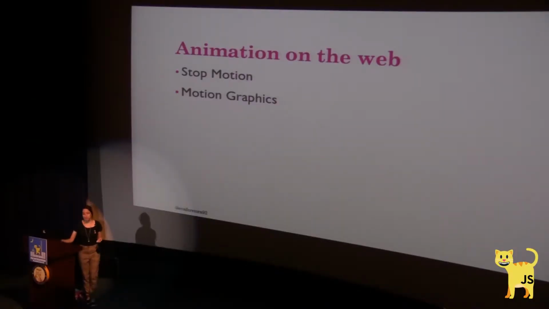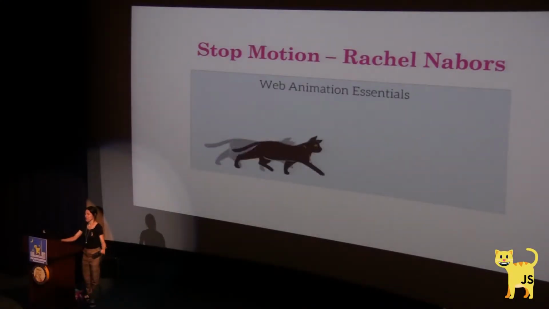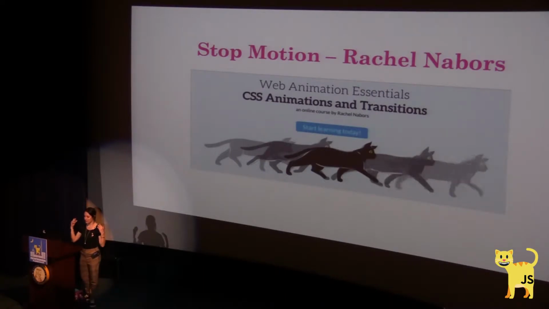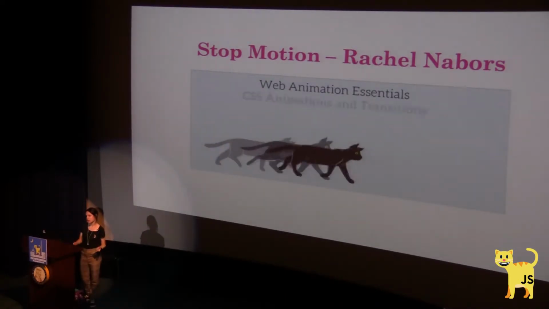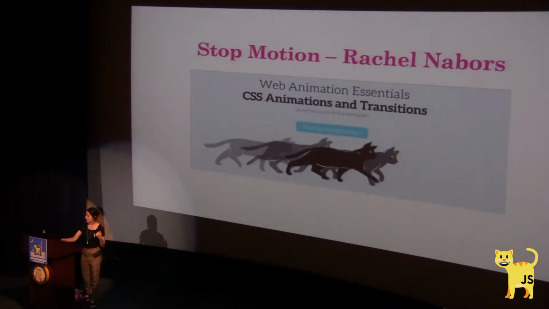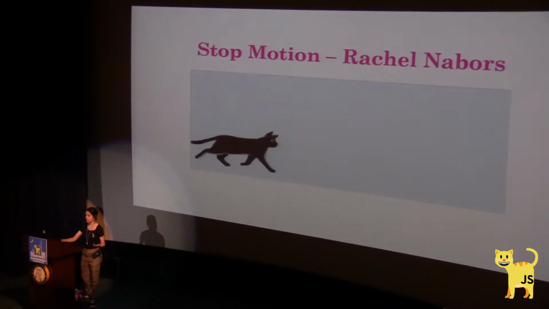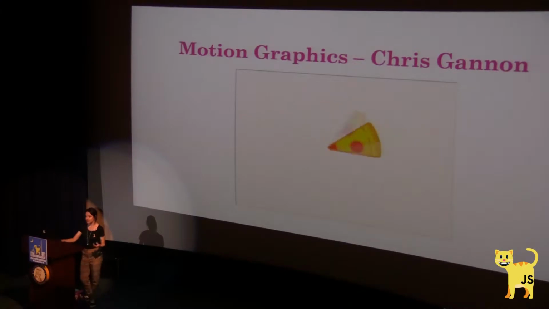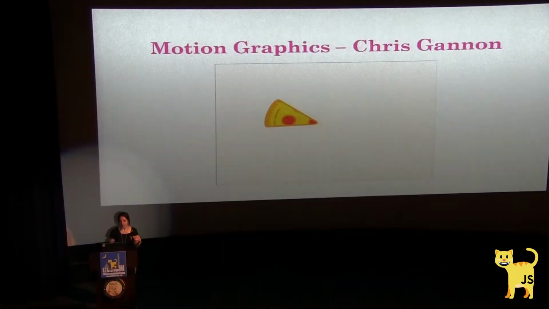If we have stop motion, it's because someone like Rachel Nabors began talking about how we can use sprites to create this kind of stop motion and walk cycles. And if we have motion graphics, then we have SVG and JavaScript or CSS, and someone like Chris Coyier, who I don't know if you follow on CodePen, but if you don't, you should. He thought, okay, maybe we can make animations with SVG, like a pixel spinner, because everybody needs that.